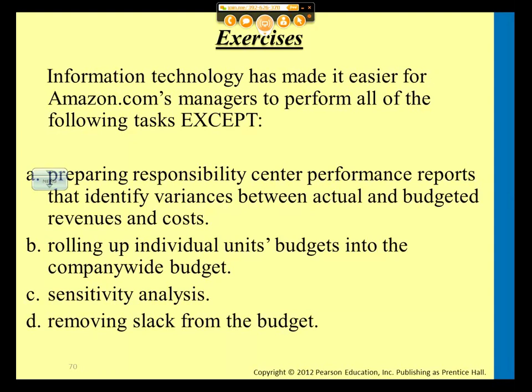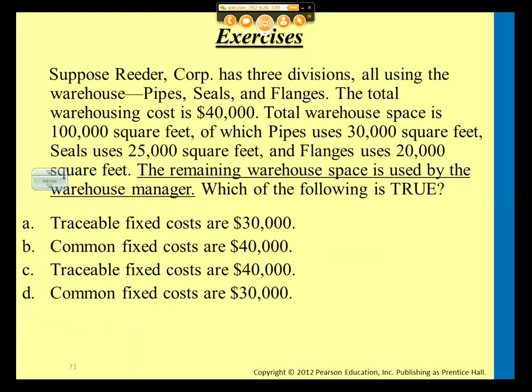Information technology has made it easier for Amazon managers to perform all of the following tasks except: preparing responsibility center performance reports that identify variances between actual and budgeted revenues and costs, rolling up individual units' budgets into the company budget, sensitivity analysis, or removing slack from the budget. That's right. All right, the very last one, and then we'll go into the next chapter.